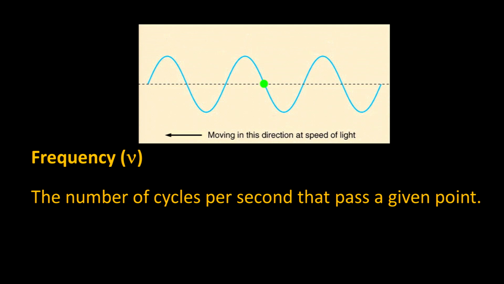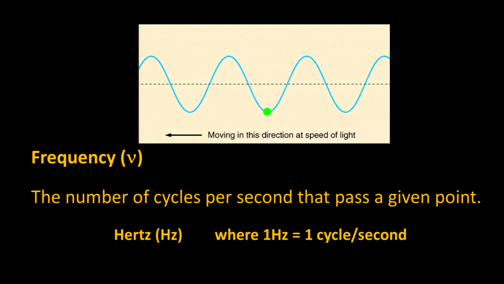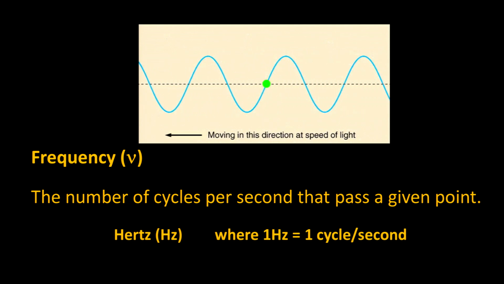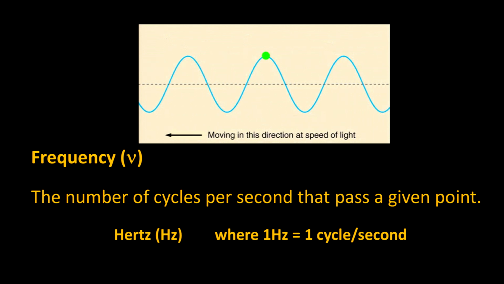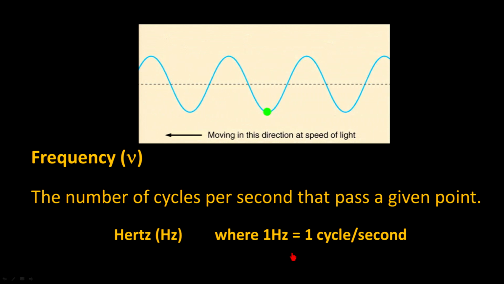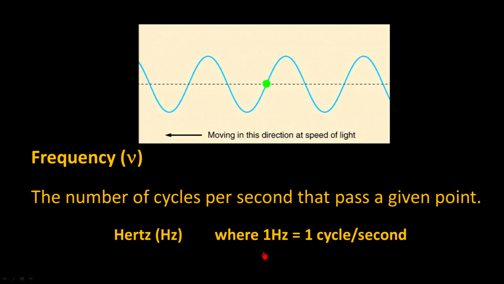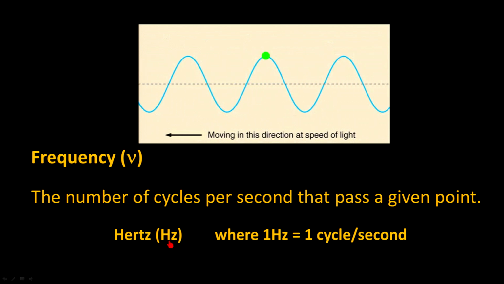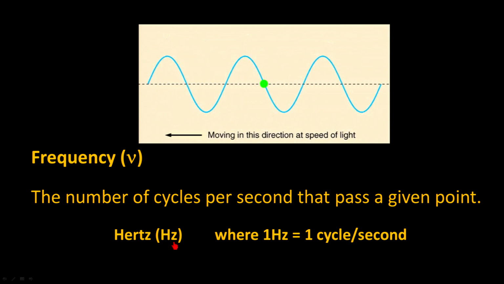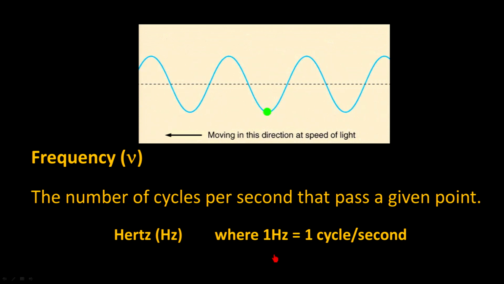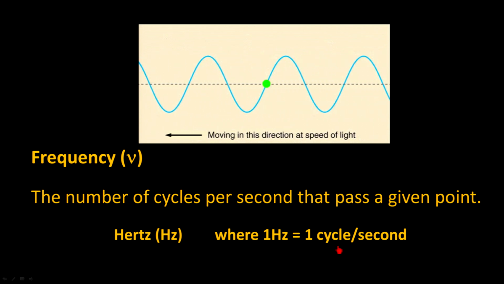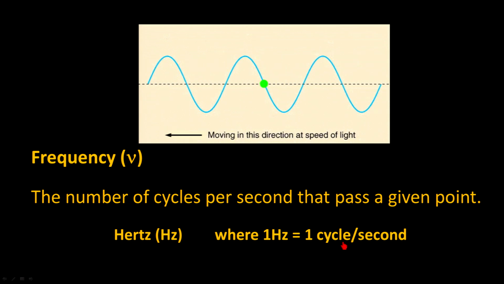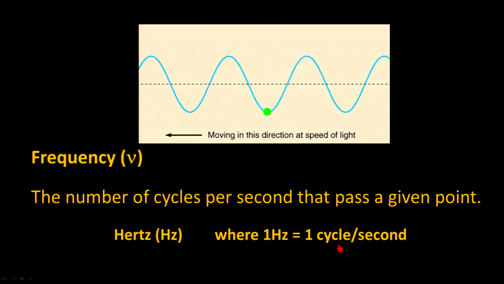The way that we quantify frequency is we use the unit called the hertz. The unit of the hertz is named after a scientist who lived about a century ago. His name was Heinrich Hertz. It's abbreviated with the capital H, lowercase z. And the definition of 1 hertz is 1 cycle in 1 second. So 1 cycle per second is 1 hertz.